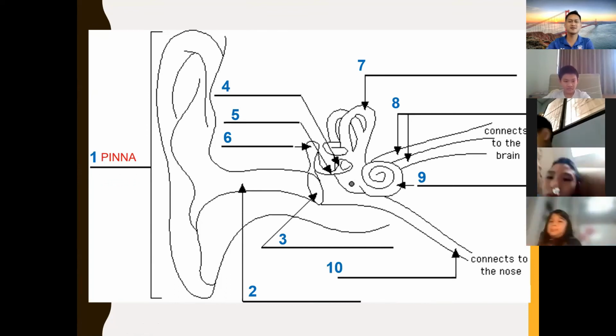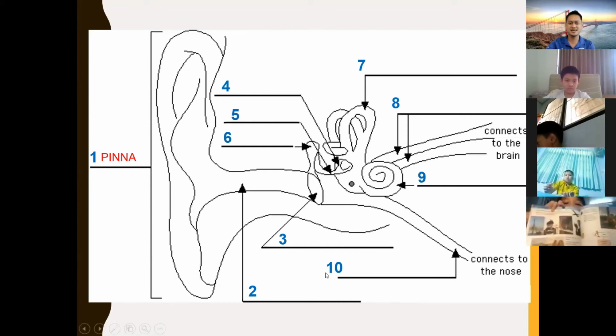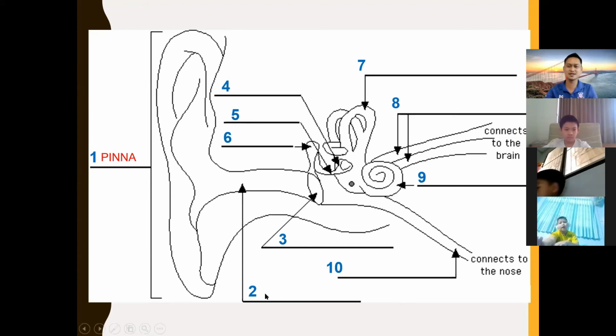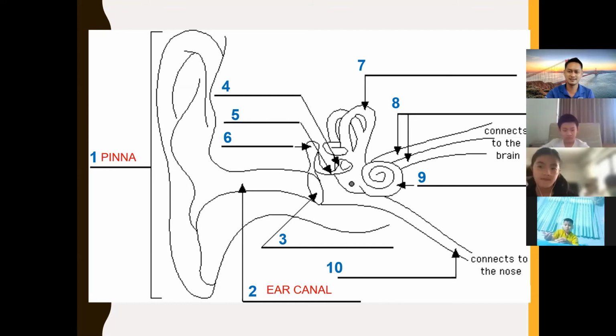Okay, so the first or number one part is the pinna. Pinna is the outer ear. Can you say it? Pinna. Okay, pinna. So how about number two? What is number two? Can anyone guess? Number two is the ear canal. Very good. Ear canal. Number three is the eardrum. Very good. That's the eardrum.